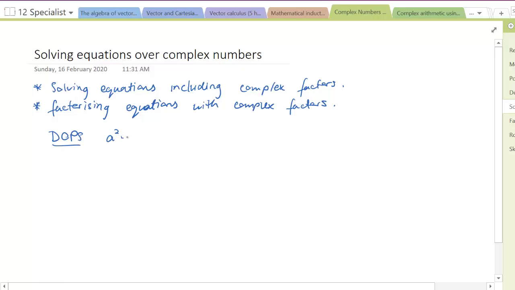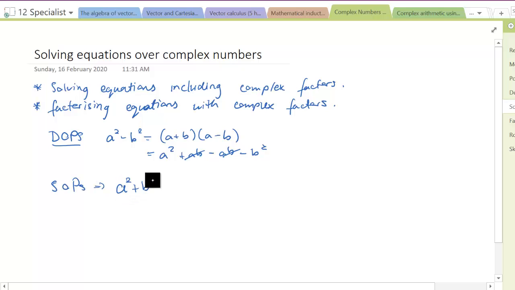When we have a squared take b squared, it's equal to a plus b and a subtract b. And so when that expands out, we have our a squared plus ab take ab, and then take b squared, which is how that works. When we have a sum of squares, or a sum of perfect squares, and we're looking at a squared plus b squared, generally we say there is no real factorization.